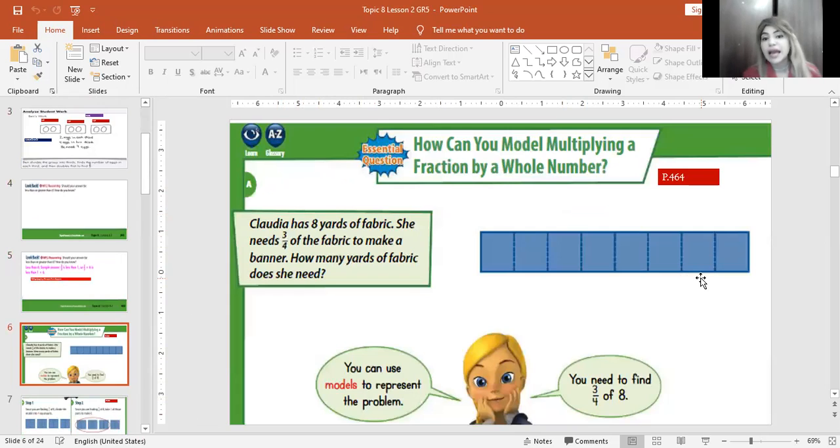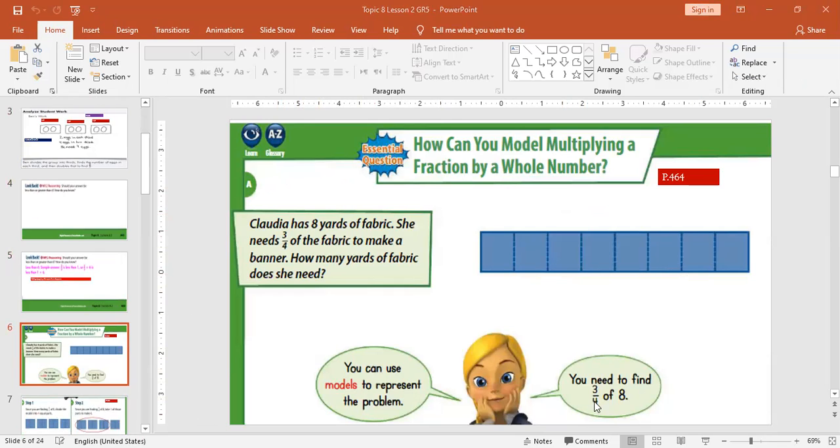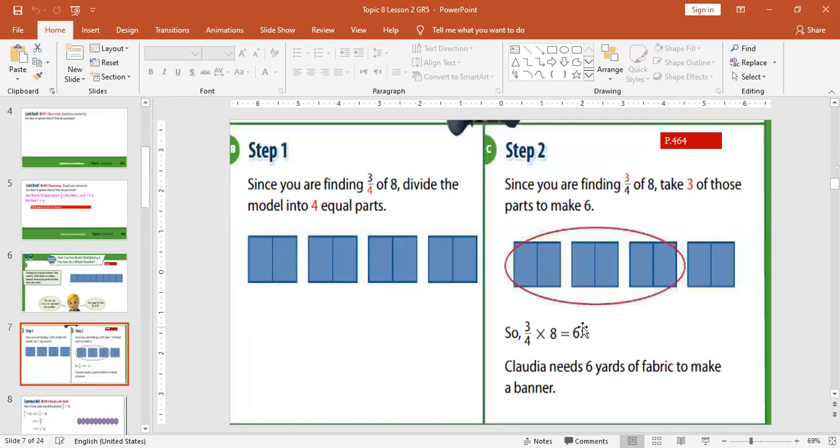And here he's telling me, how can you model multiplying a fraction by a whole number? He's giving me also a fraction and a whole number that he wants me to multiply. Of course, we will use the same way. So we will multiply 3 multiply 8 divided by 4. He's telling me Claudia has 8 yards of fabric. She needs 3/4 of the fabric to make a banner. How many yards of fabric does she need? So I will extract numbers, which is 3/4 multiplied by 8. And the answer, of course, will be 6.